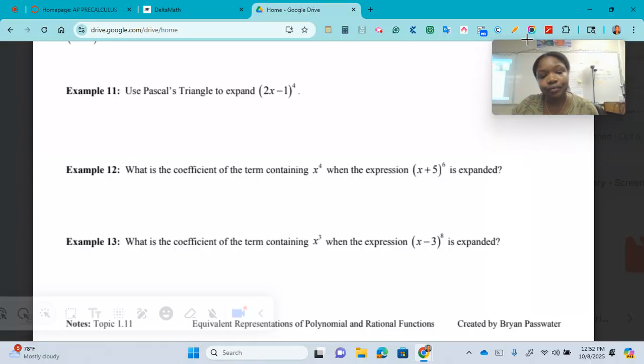15 x to the 4th, and we have this 5. Remember, the 5 goes backwards. That's 5 to the 0, 5 to the 1, and 5 to the 2.